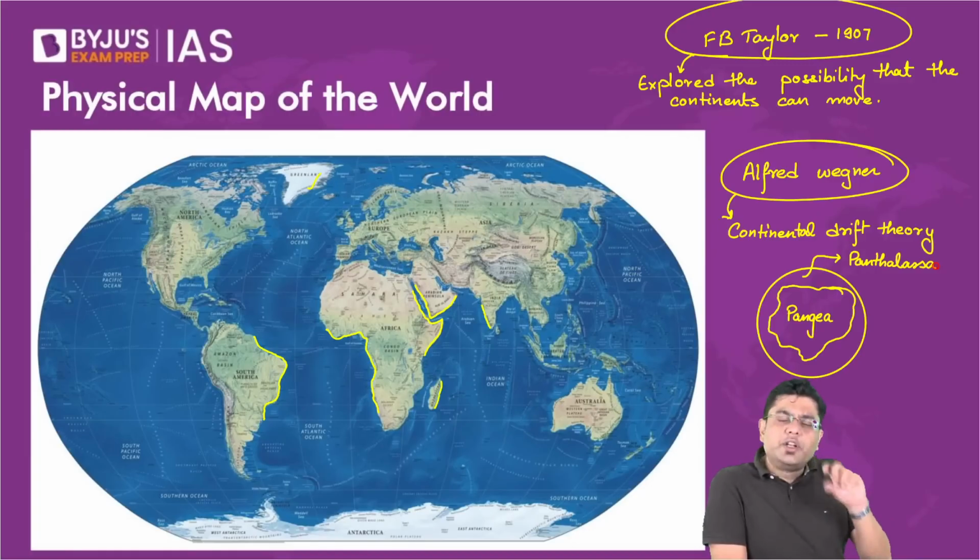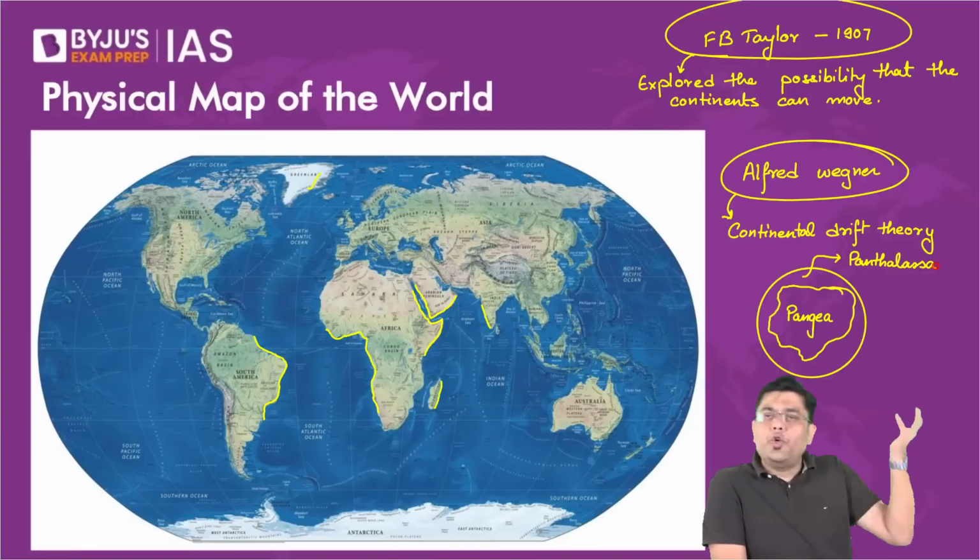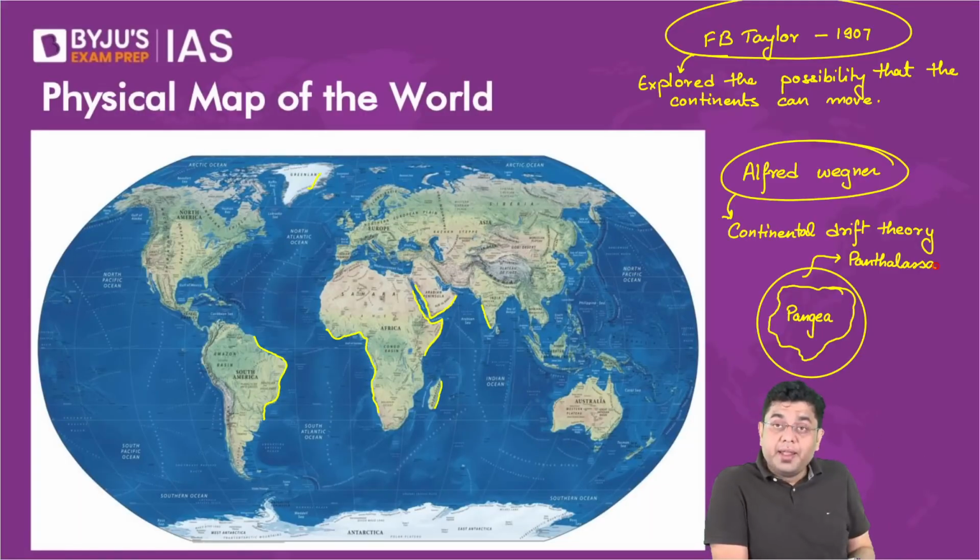So the majority of the terminologies that you come across have a German connotation. That is why Panthalassa was referred to as the ocean of the world. In fact, Wagner went ahead to say that even the Pacific Ocean that you come across is the remnant of that ancient Panthalassa.